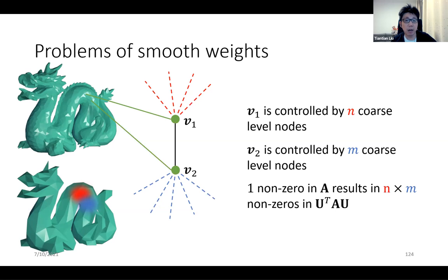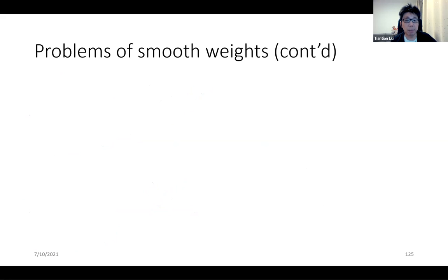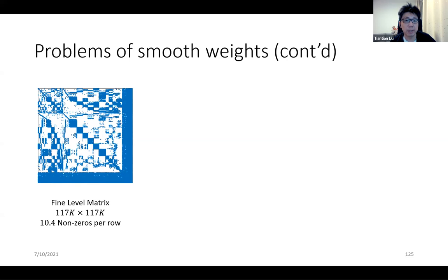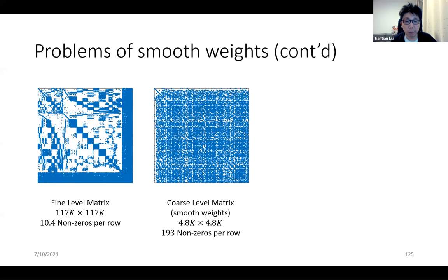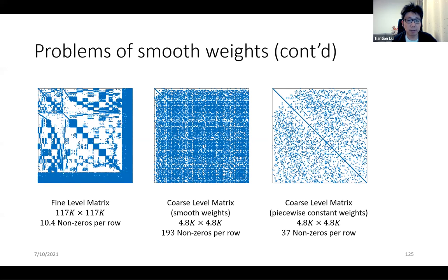This is very common to see in unstructured meshes, making the sparsity of the coarse level matrices much worse than it should be. And those non-zeros will be passed further into deeper levels, causing many issues in memory footprint. You can see this problem more clearly in an actual matrix with 117K rows and columns and 10.4 non-zeros per row on average. This is our fine level matrix. When interpolated using smooth weights, the coarse level matrix, which has only 4.K rows and columns, will have on average 193 non-zeros per row. And our choice of piecewise constant weights will reduce the number to 37.